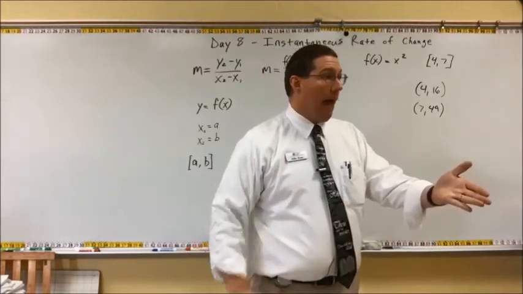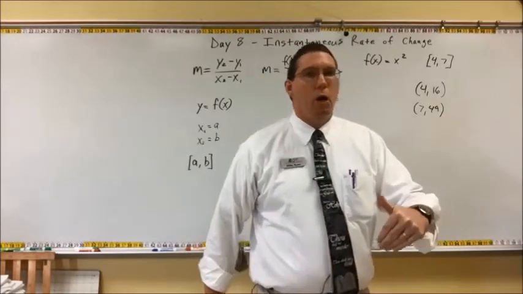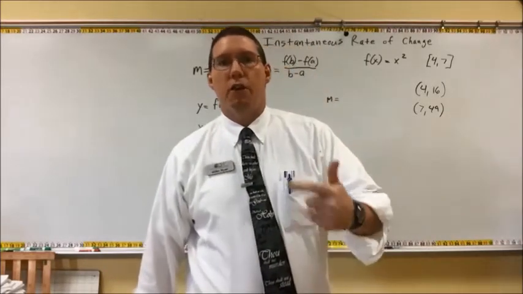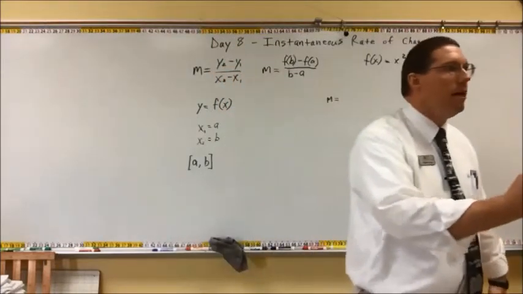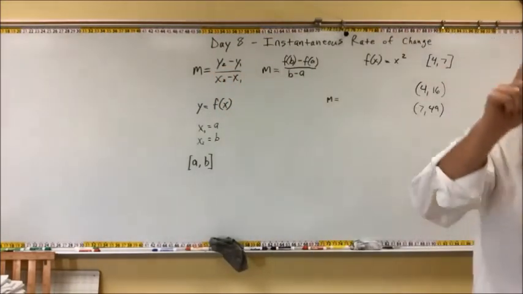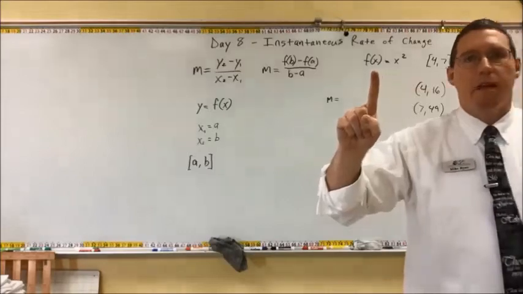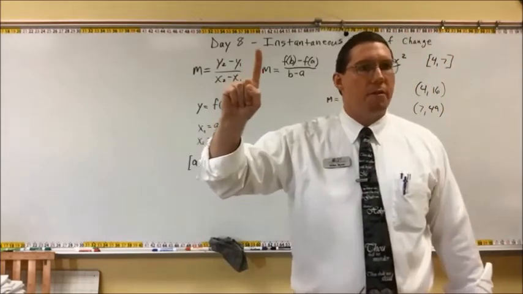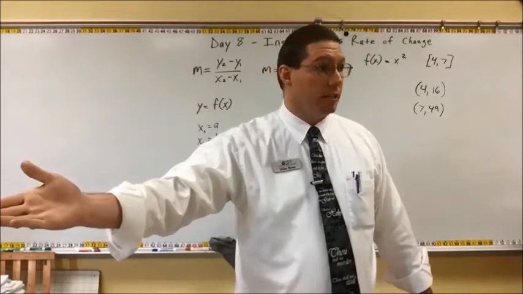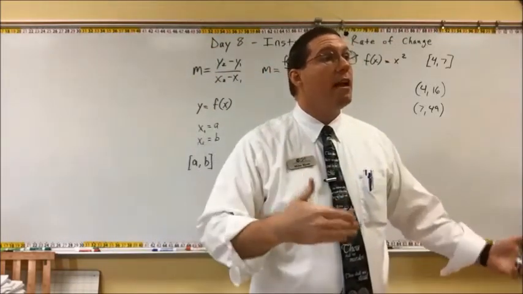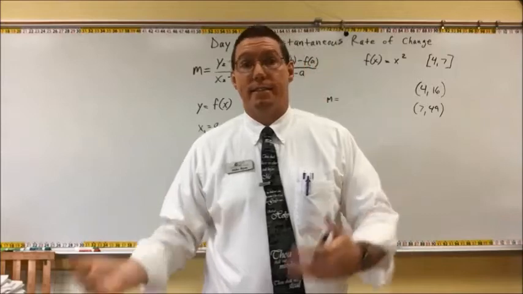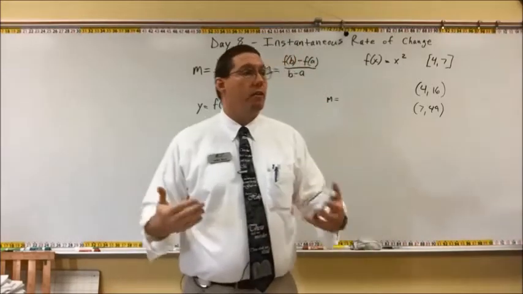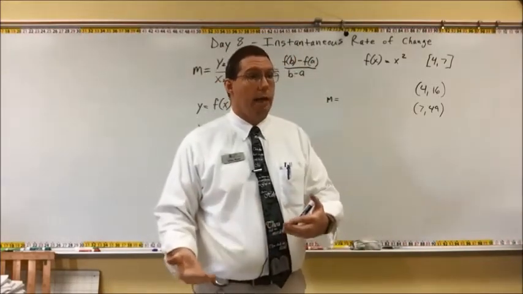And because of that, the line will not be touching the curve in 2 places. It will be touching the curve in 1 place. Does anybody remember the name of a line that touches a curve in only 1 place? It's called a tangent line. So instead of finding the slope of a secant line, we will be finding the slope of a tangent line.